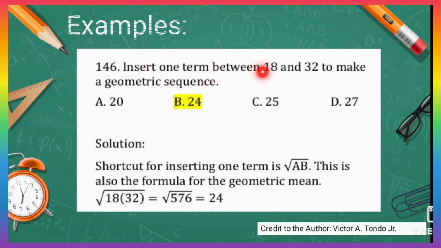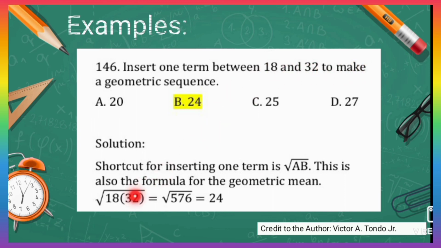Insert one term between 18 and 32 to make a geometric sequence. Ayan. So, dito naman, shortcut lang din ito ni Sir Tondo Jr. Shortcut for inserting one term ay ginamitan niya lang ng formula ng geometric mean. Sobrang talino ni Sir Tondo. So, yung formula ng geometric mean, ratio siya. So, substitute lang natin yung A at saka B, which is ito yung mga number dito.